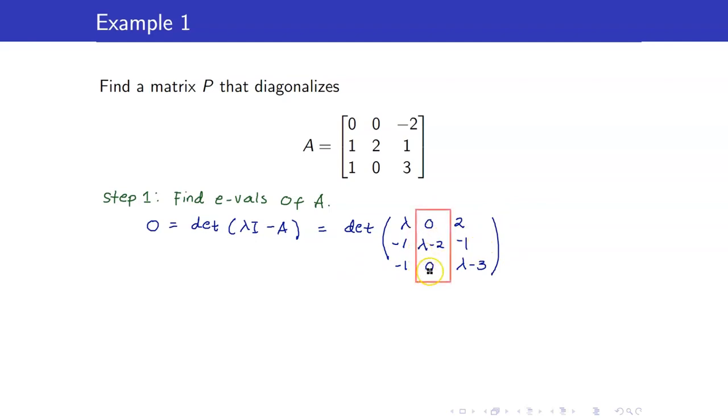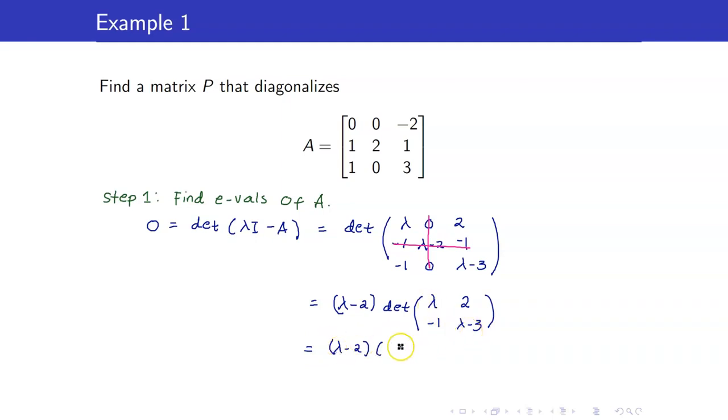Notice that on my second column, I have exactly one non-zero entry. So therefore, I will do the cofactor expansion along this column. This is equal to lambda minus 2 times the determinant of, delete this and this, you get lambda, 2, negative 1, lambda minus 3. This is equal to lambda minus 2 times lambda squared minus 3 lambda minus negative 2, so plus 2.